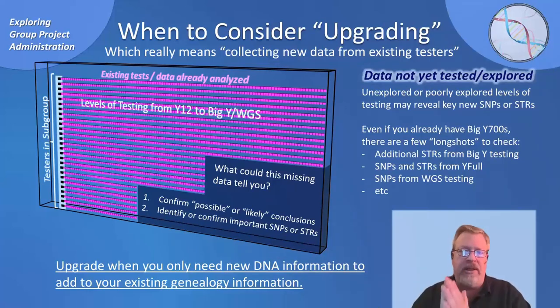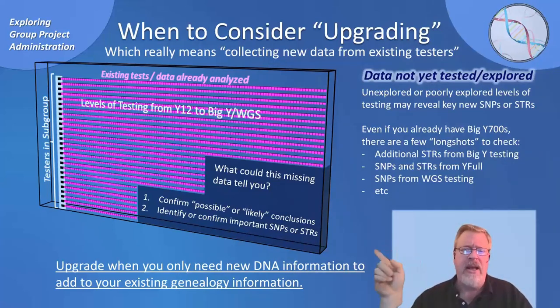But I tend to split it into two areas when you're considering upgrading. One is this box that I drew that takes all of the data that you've analyzed so far, and it says, look, not all of my people have spent the money to upgrade to the same level. I might have 3 Big Y testers and a bunch of Y37s. I might have a few Y12s, a few Y37s, a bunch of Y67s, and a few Big Ys or 111s or whatever, right? I have all these different levels of testing.